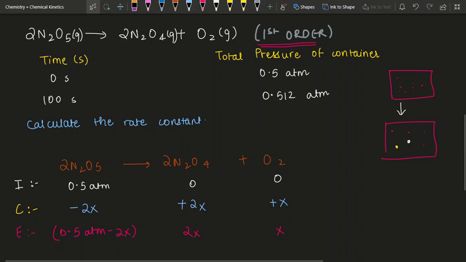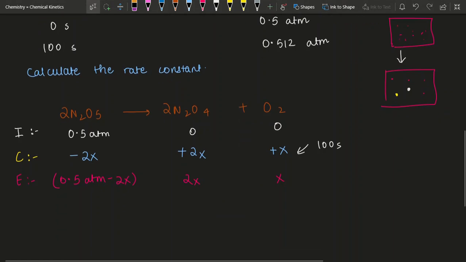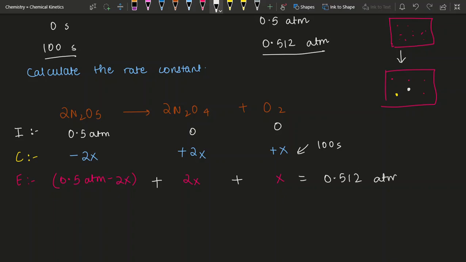Now, one more thing has been given. So let's say that this change is for 100 seconds, and you need to figure out what x is. Because by finding out x, you clear out a lot of things. So firstly, you know that at 100 seconds, the pressure is equal to 0.512 atm. So that means that the sum of all of these partial pressures is equal to 0.512 atm. That's what Dalton's law of partial pressures says. You add all the pressures up and it will give you the total pressure.